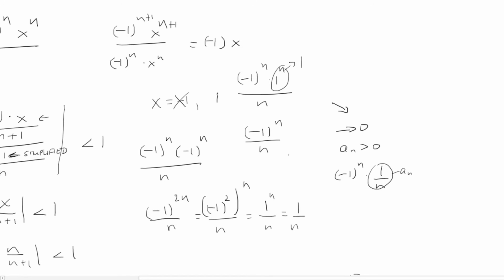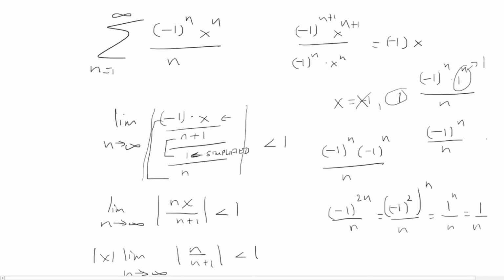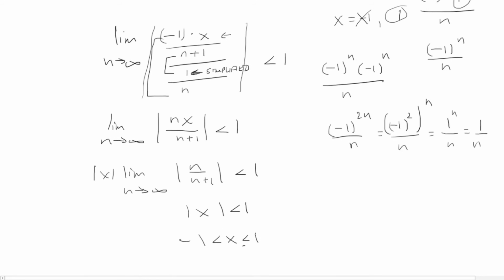Clearly 1 over n is positive since we're looking from 1 to infinity, so this is good. 1 over n goes to 0, that's obvious, and also 1 over n decreases. So all three conditions are met for the alternating series test. Therefore, we do want to include x equals 1 because it's going to converge. So now we go back to our work here and say that we do want to include x equals 1.